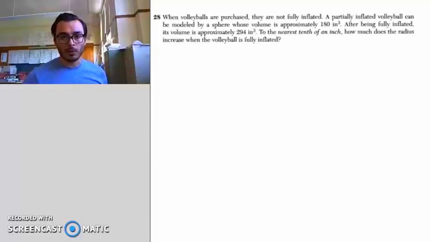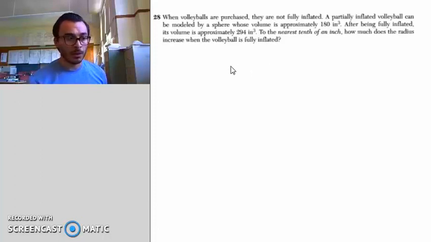Number 28, when volleyballs are purchased, they are not fully inflated. A partially inflated volleyball can be modeled by a sphere whose volume is approximately 180 cubic inches. After being fully inflated, its volume is approximately 294 cubic inches. To the nearest tenth of an inch, how much does the radius increase when the volleyball is fully inflated?